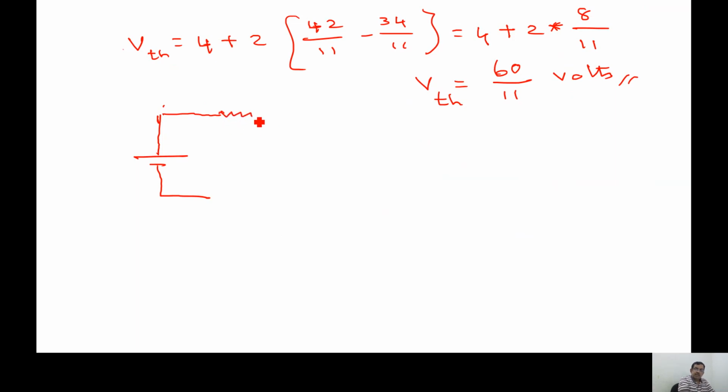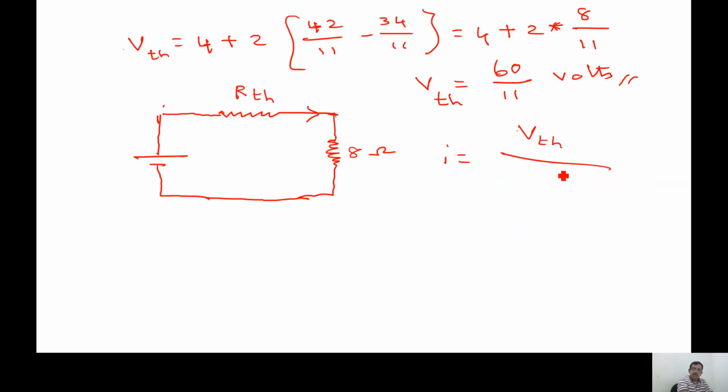So here is my Thevenin's equivalent resistance RTH, and we will see what RTH is. Because VTH is found, this is 2 A, so I can easily find the current. How do I do that? By applying Ohm's law, I equals VTH divided by, as I told you earlier, RL plus RTH.